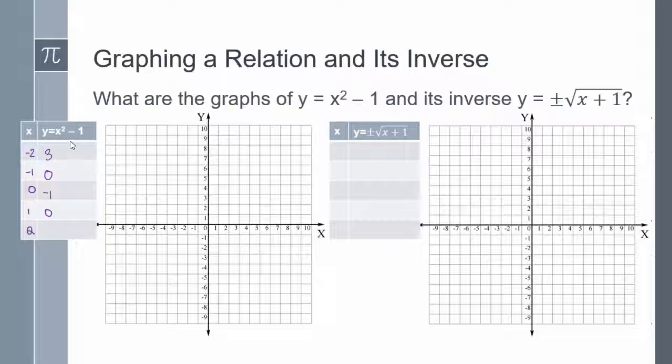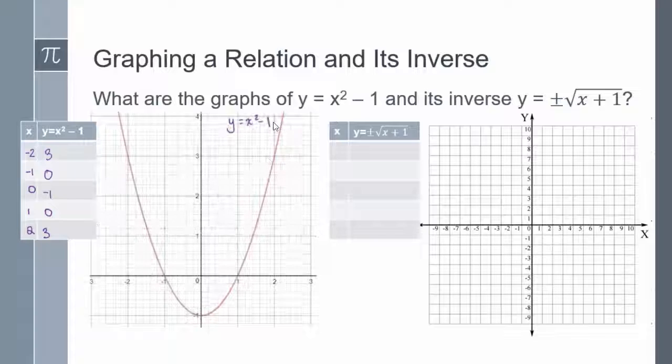4 minus 1 is 3. I'm now going to plot these points on my coordinate plane. Now I'm going to connect the points of my graph to create a parabola that shows the function y equals x squared minus 1. And here is the graph of y equals x squared minus 1. Now let us graph its inverse, y equals plus or minus the square root of x plus 1.